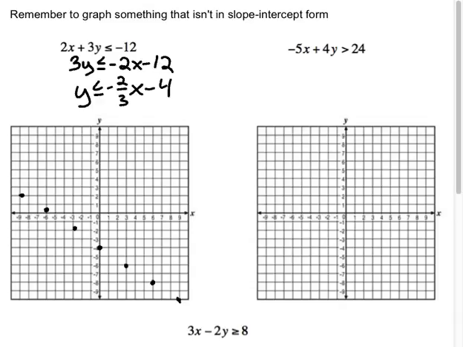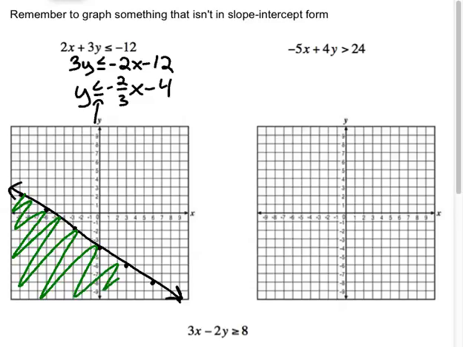Now we interpret the sign. So here, less than or equal to. So this is going to be a solid line. Then I see that it is less than or equal to. So here, oh, I'm sorry, I just said it and still almost messed it up. Less than or equal to means you want to shade underneath that line.